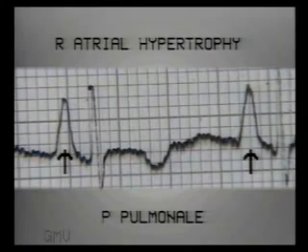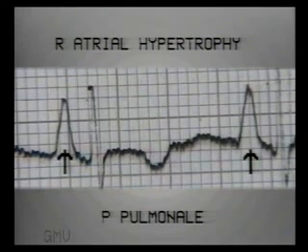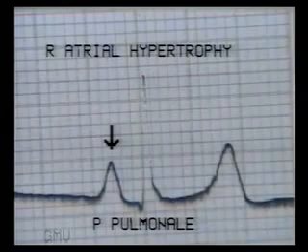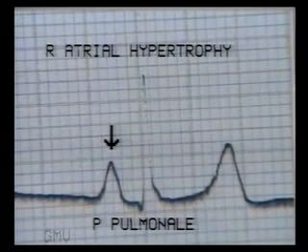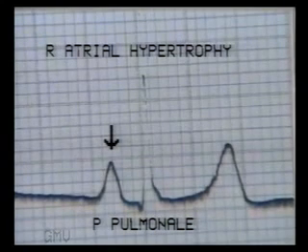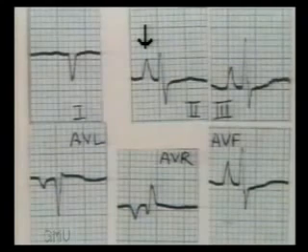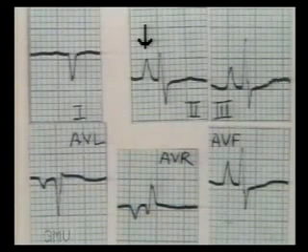This is a very prominent P pulmonale, 5 small squares tall. It suggests right atrial hypertrophy. In this ECG, lead 2 shows a tall and peaked P wave, which is 3 small squares tall. This is P pulmonale, suggesting right atrial hypertrophy. This ECG shows tall and peaked P waves in 2, 3 and AVF, typical P pulmonale.